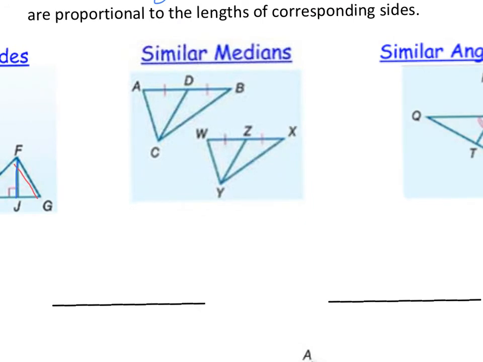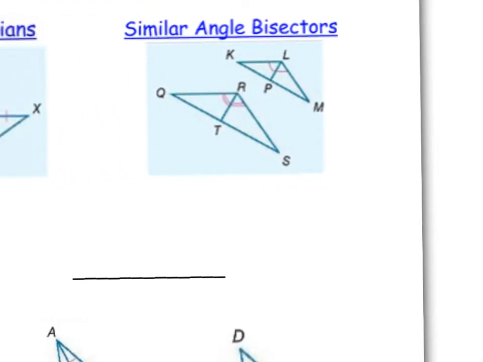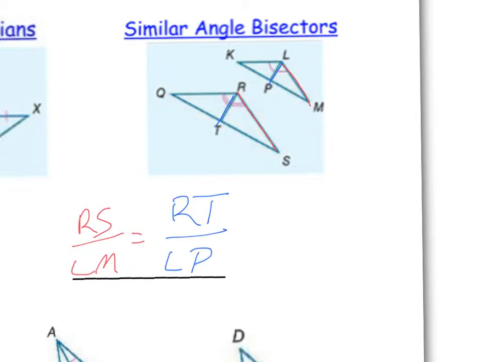Same thing for medians. If I'm looking at, say, this side, I would say AC over WY. That ratio is going to be equal to CD over YZ. Okay? And then here we have, we'll say RS and LM. That ratio is going to be equal to RT over LP. Let's look at an example of that.